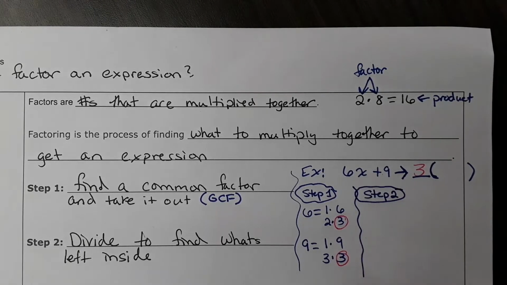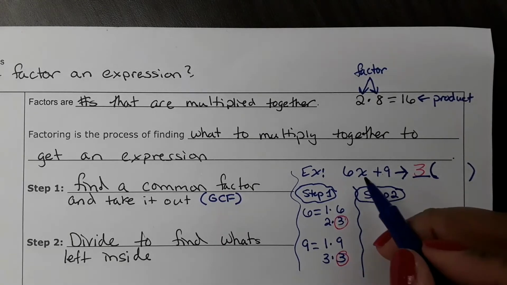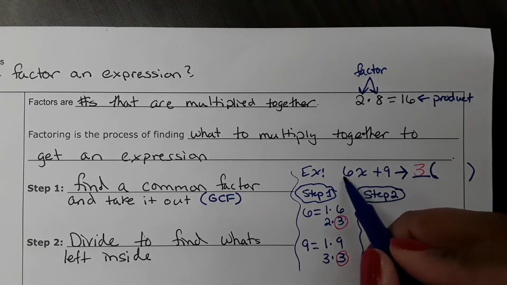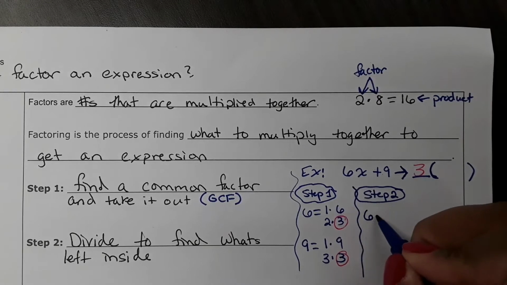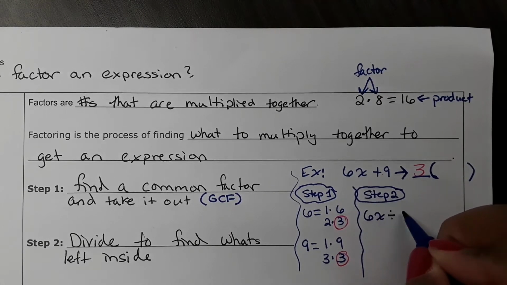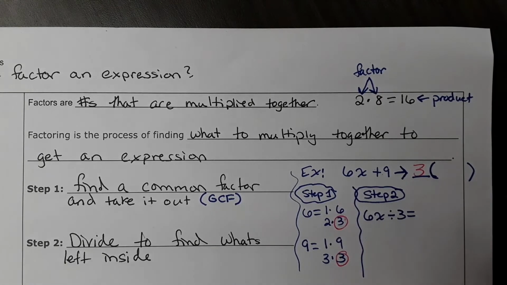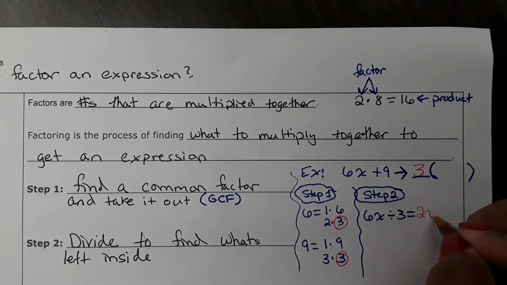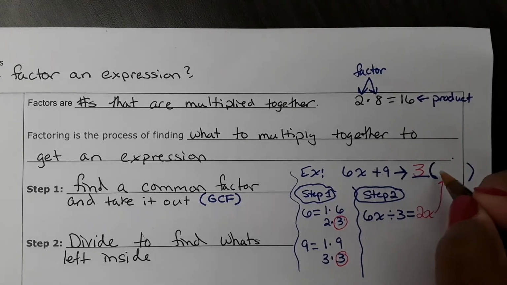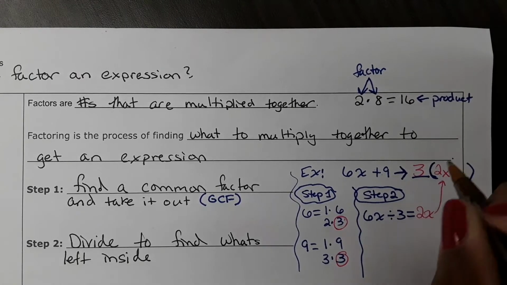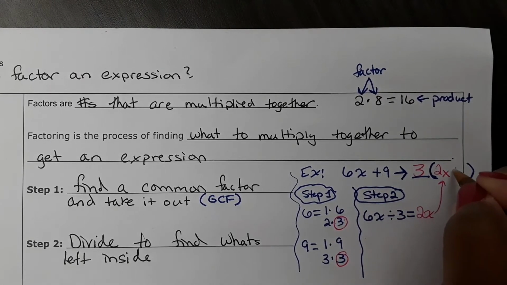So step 2 is to divide to find what's left inside. So I take my original term, this one here, 6x. I'm going to take 6x, divide out 3, and I want to know what's left inside. So 6x divided by 3 is 2x. So 2x gets to stay inside. And because we were adding, it's going to be added.